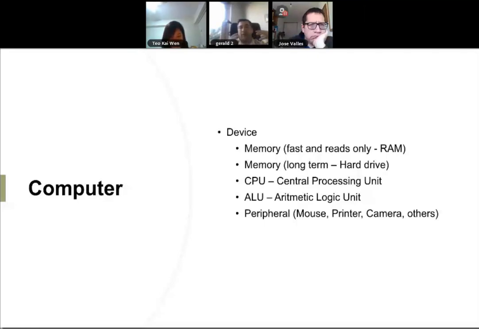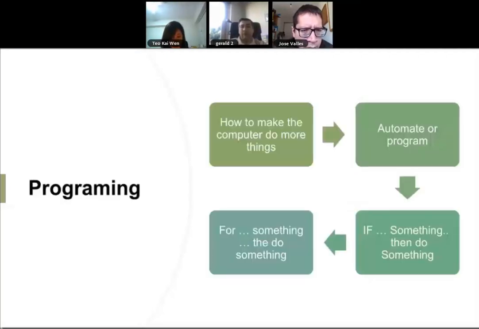Every computer has a central processing unit, so it will process all your information. And every computer has an ALU, an arithmetic logic unit, which will process the mathematical component of that. And then you have peripherals, which are the ones that allow you to interact with the machine. So the computer is already mimicking this concept of what is needed to understand some artificial way to reproduce things.